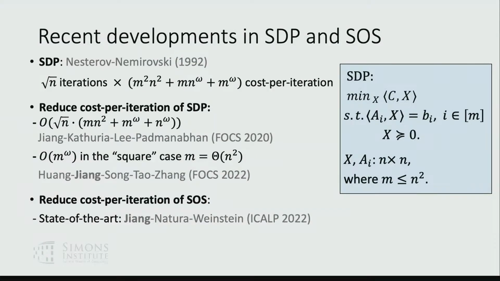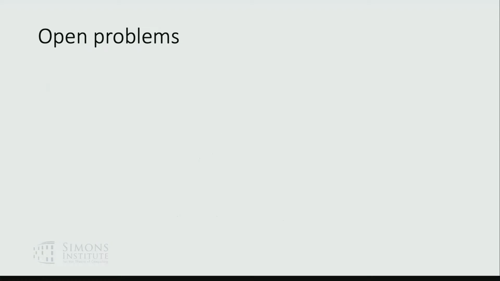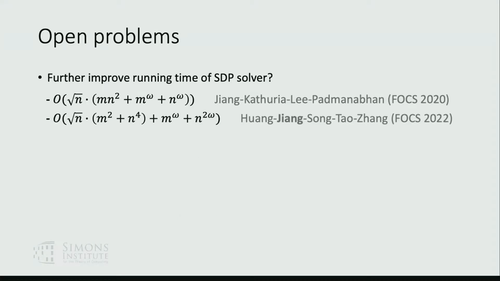Okay, so finally, let me end with one very specific open problem that I'm happy to explore while I'm here: can we further improve the running time for SDP solvers? If you look at the running time of the current two state-of-the-art LP solvers, I don't think they are tight right now, so I think there's still room for improvement. Another question would be, can we get a better iteration count for SDP solvers as well?